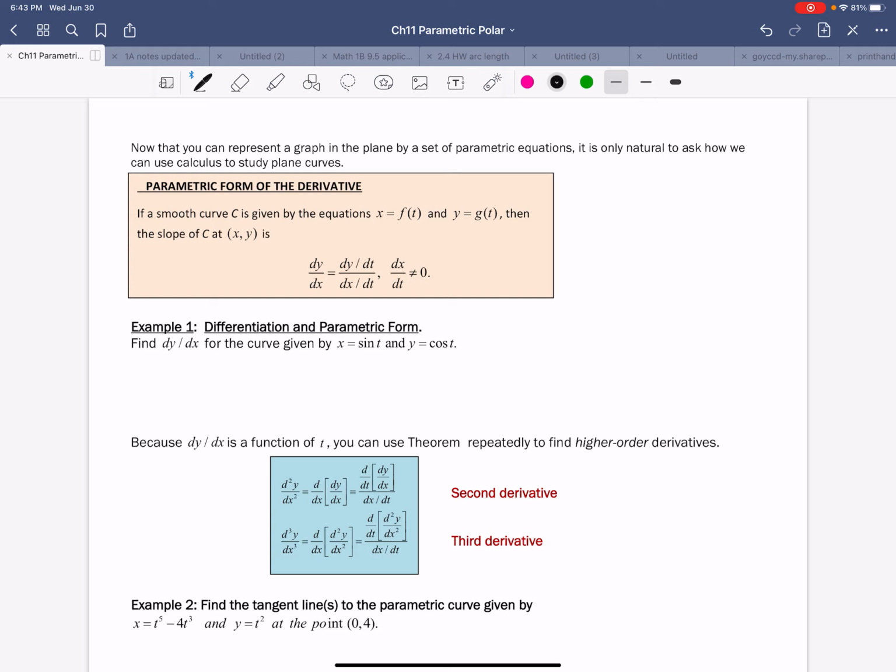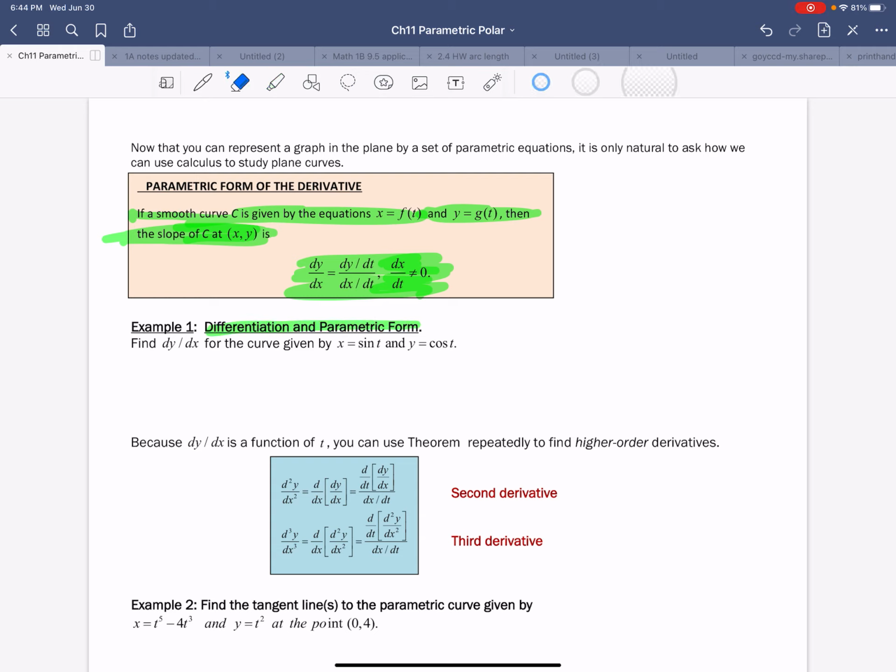So we're going to be looking at equations of tangent lines, the first derivative and the second derivative of parametric equations. So remember, if a smooth curve C is given by the equations x equals f of t, y equals g of t, then the slope of C, which is the slope of the tangent line, at the point (x, y) is dy/dx, which is dy/dt over dx/dt, as long as dx/dt is not equal to 0.